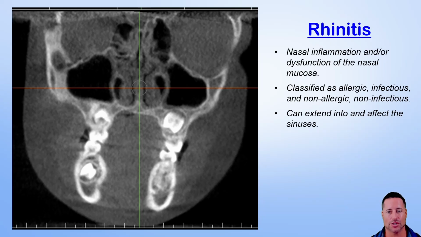Rhinitis: nasal inflammation and/or dysfunction of the nasal mucosa, classified as allergic, infectious, and non-allergic, non-infectious. And it can extend to affect the sinuses, which is rhinosinusitis. They're kind of both conflated, and we'll show some examples of each. So if you notice the narrowing of the nasal passageways here, it's a little bit different than just hypertrophy of the turbinates. They have generalized inflammation throughout the nasal passageways.